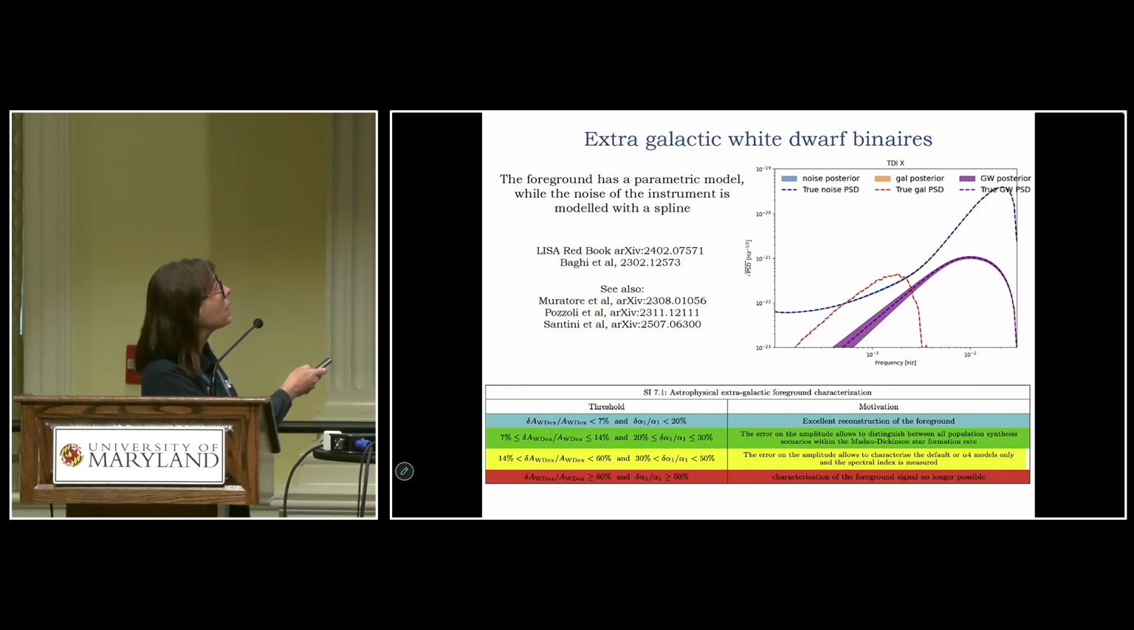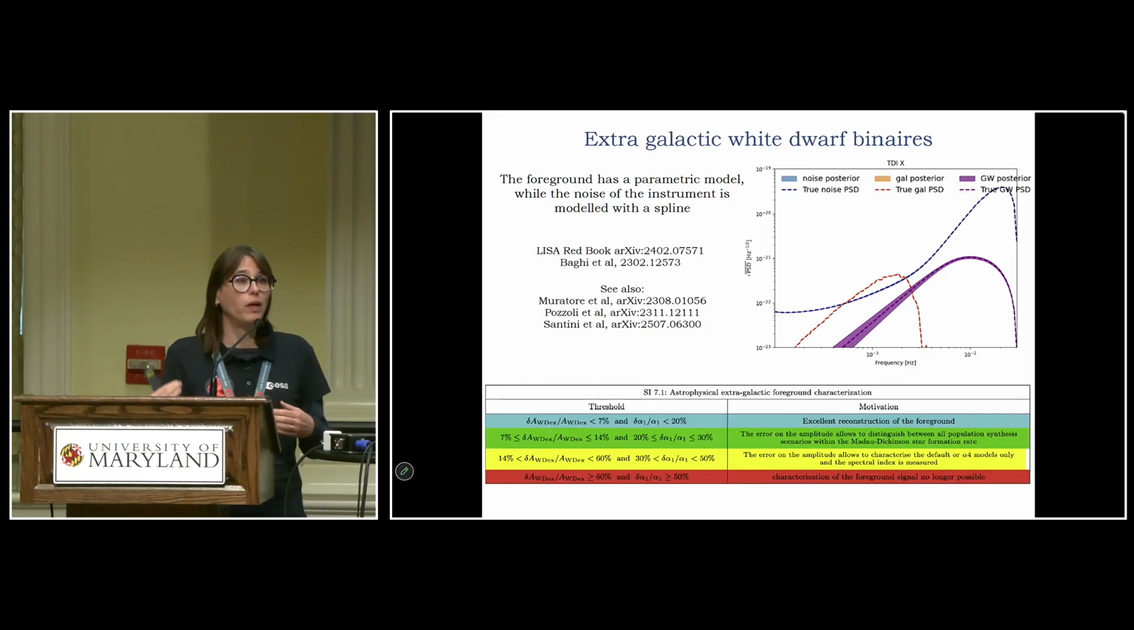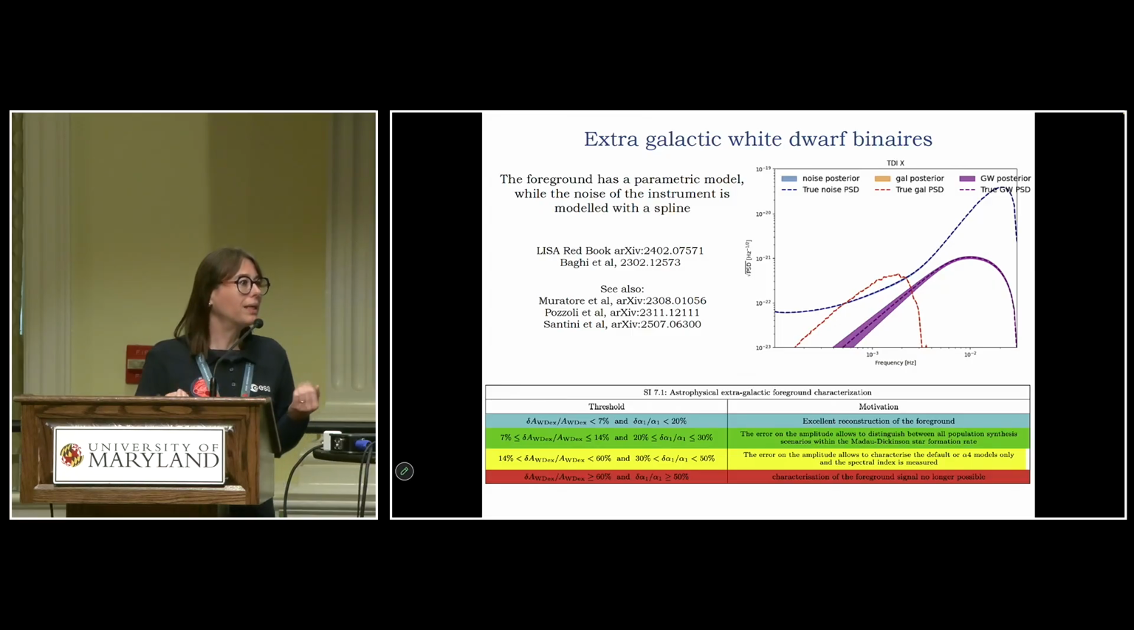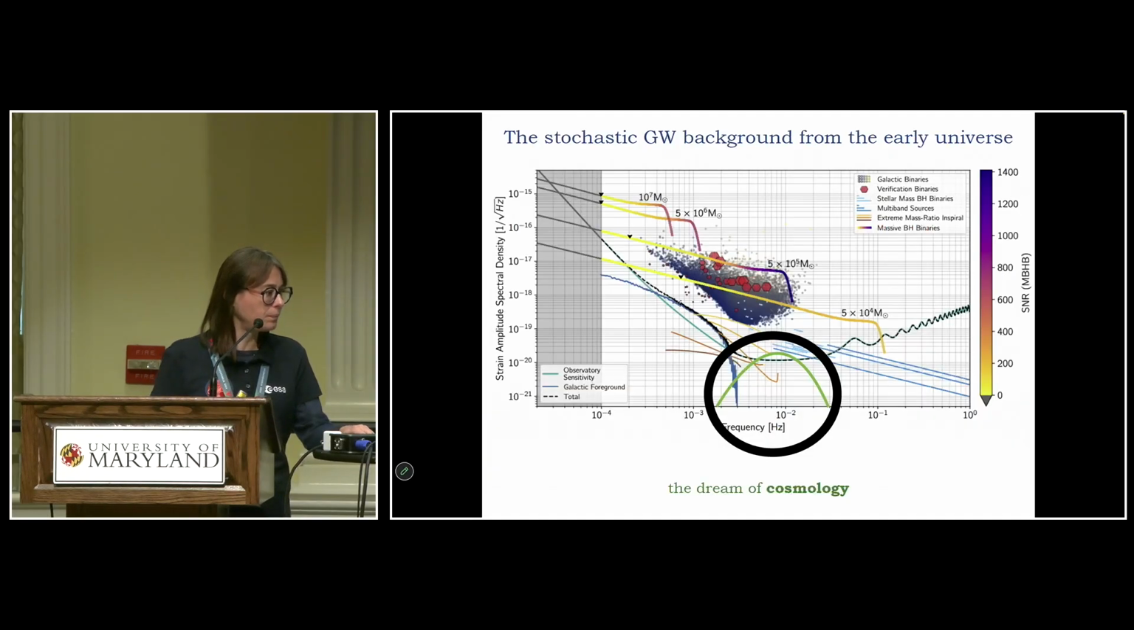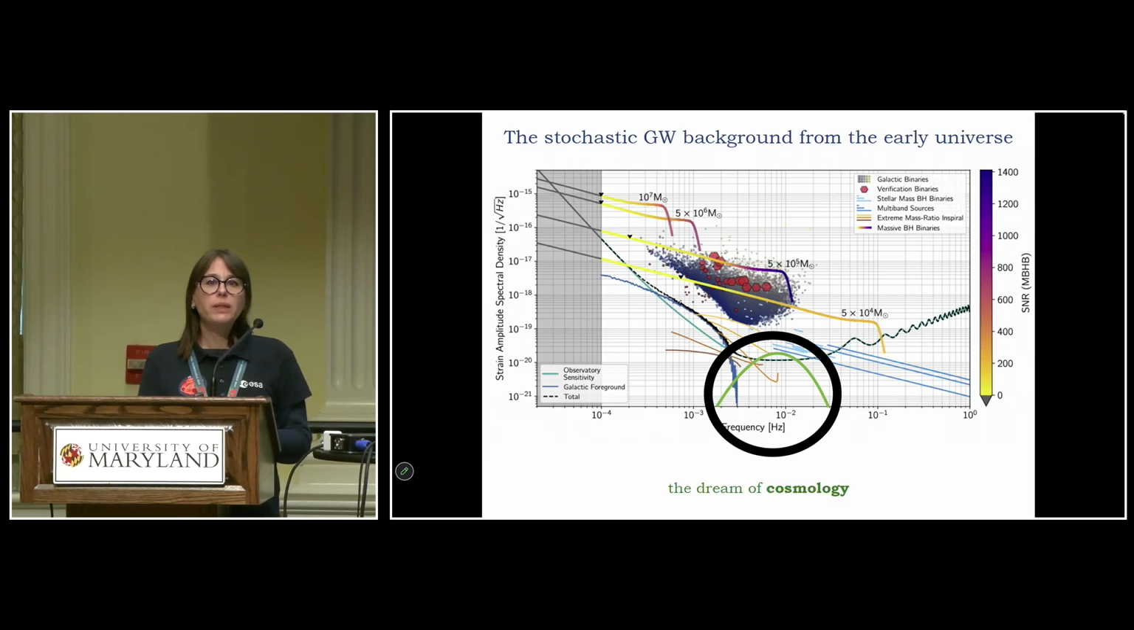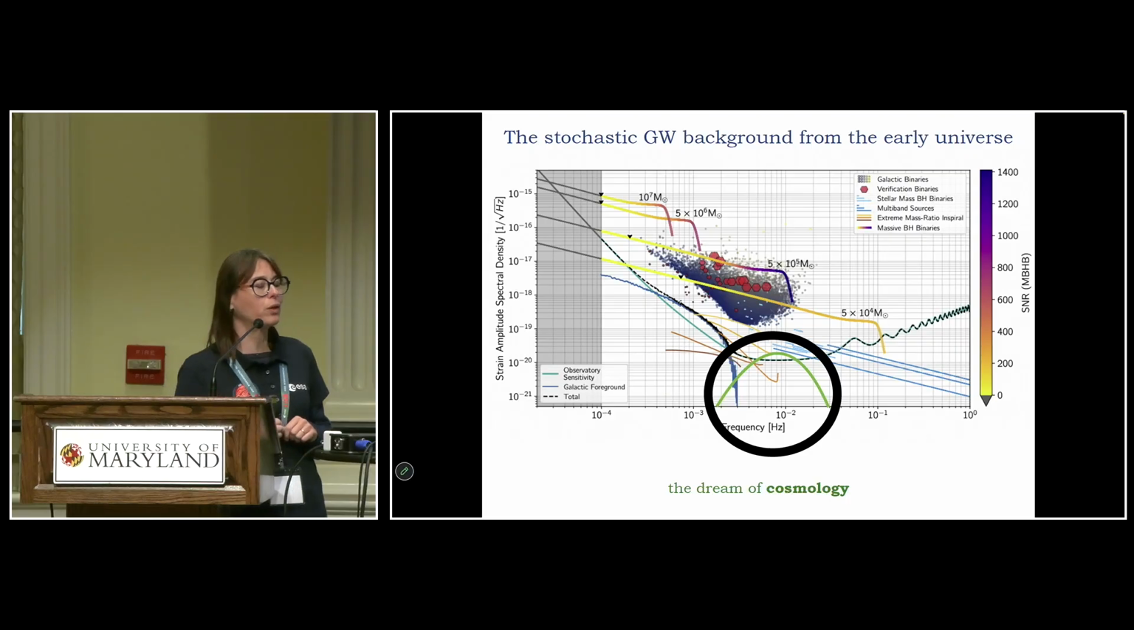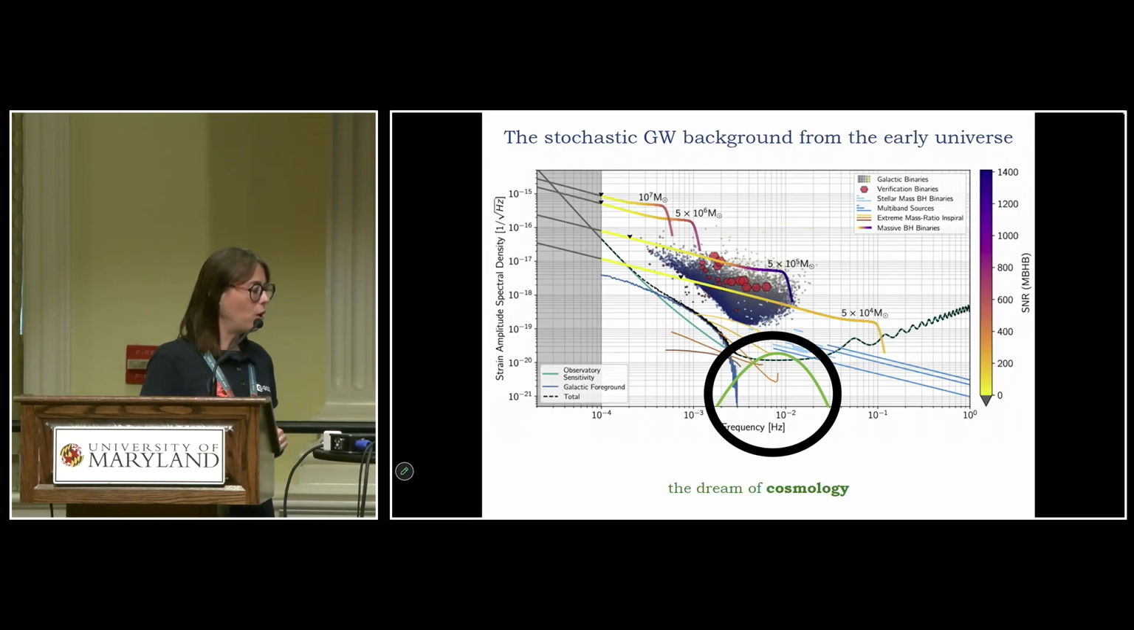Okay, and here we see that even with this freedom on the noise model, there is the possibility to reconstruct our foreground. This is the galaxy, and we do have some thresholds on the possibility to reconstruct the foreground, here thresholds that are based on whether or not one can infer the characteristics of the population. Okay, and now let me come to the stochastic background from the early universe. This is the absolute dream for a cosmologist, to be able to detect something of this sort.